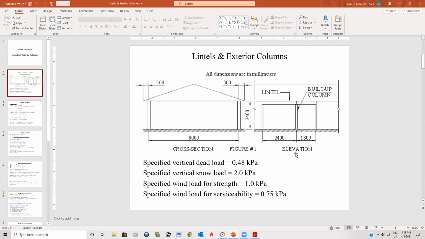Now, I'm not sure if this is a continuation of the example I did in the previous class for the exterior walls. I'm pretty sure it is. I'm pretty sure that this is a continuation, even if it isn't.